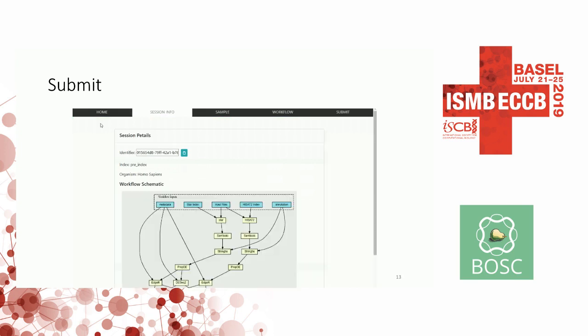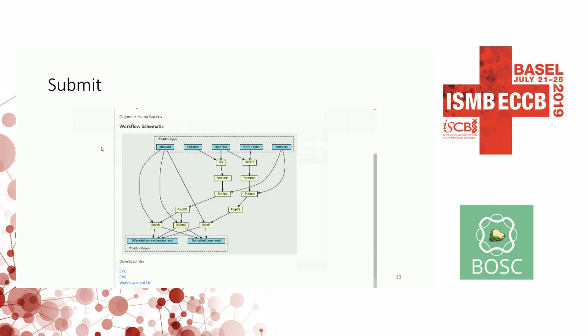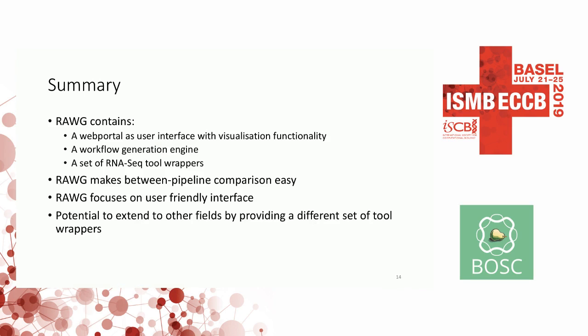The schematic is for visualization purposes, and the CWL workflow file and the input file can be downloaded from this page as well. So in summary, RAWG makes between-pipeline comparison easy, and it focuses on a user-friendly interface. There is also a possibility to extend to other fields by providing a different set of tool wrappers.